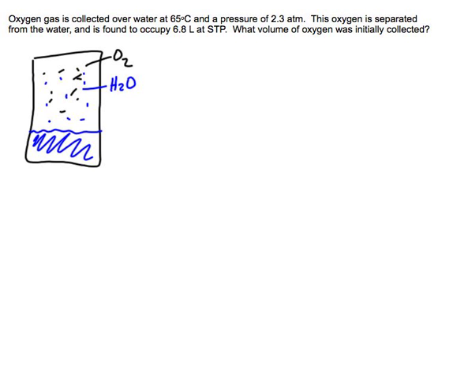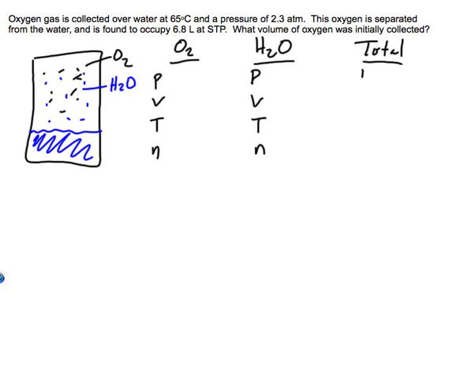There's really several things that we can be keeping track of here. Inside this container, we can keep track of the oxygen, we can keep track of the water, and it also helps to have a column about the total. What do we know? We want to write down the pressure, volume, temperature, and moles. Pressure, volume, these are the variables which we can assign to each of these things. So let's get started.